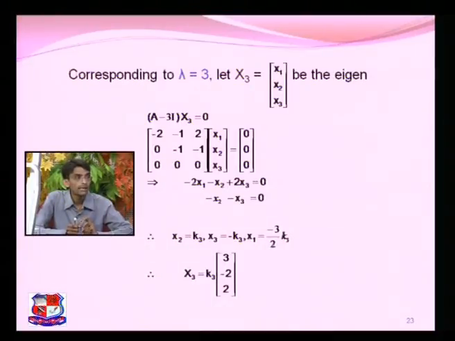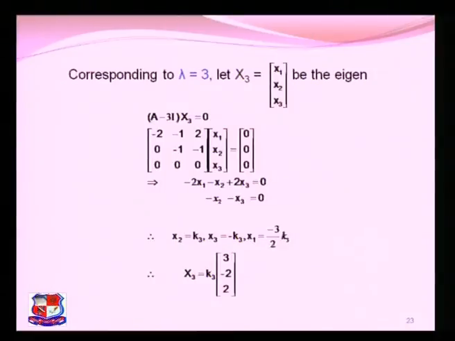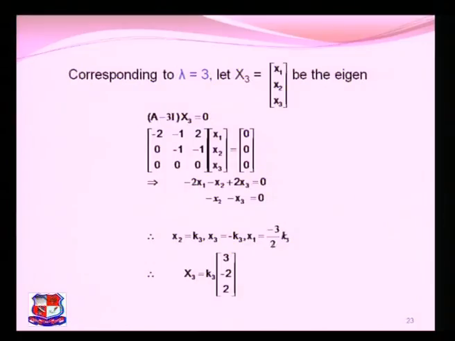By simplifying, we need to take say x2 equal to k3, then x3 is equal to -k3, and by simplifying equation number 1 we will get x1 equal to -3/2 times k3. So taking k3 common we will get X3 equal to k3 into the column vector 3, -2, 2, right? That is the third eigenvector.